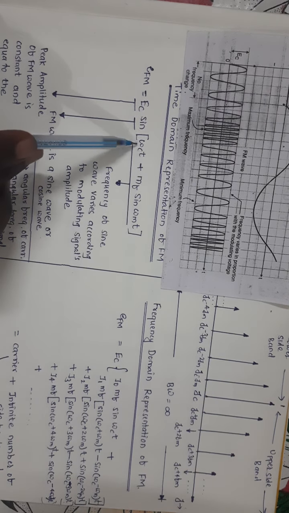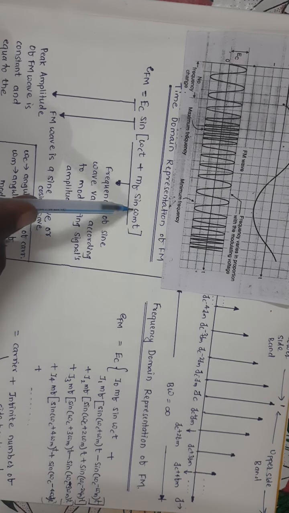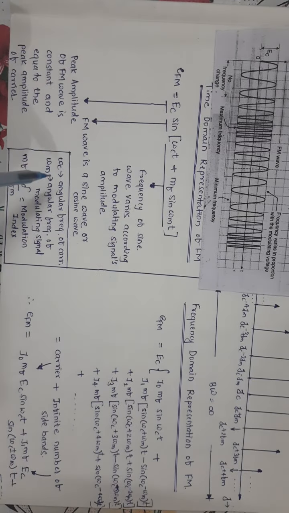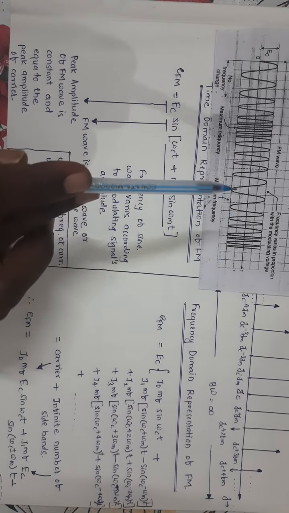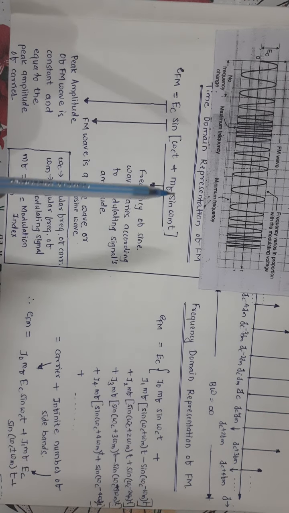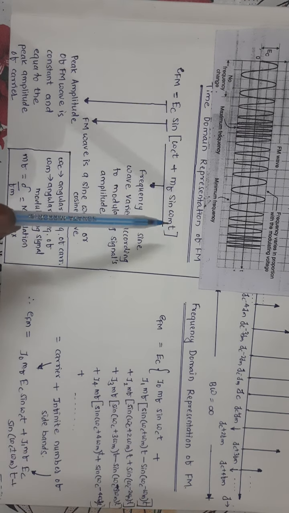Now here ω_c is nothing but the angular frequency of the carrier, and ω_m indicates the angular frequency of the modulating signal. So we know that whatever the change in frequency of the carrier, it is a change in the angular frequency of the carrier, so it is a function of the angular frequency of the carrier as well as a function of the angular frequency of the modulating signal. Now that we understood ω_c and ω_m, t is nothing but your time.